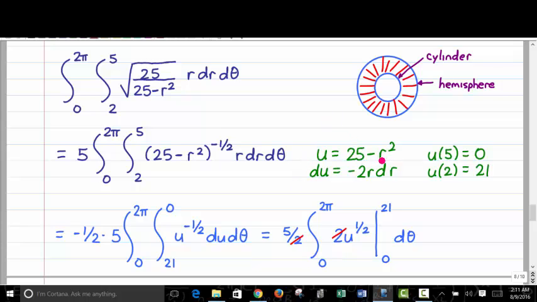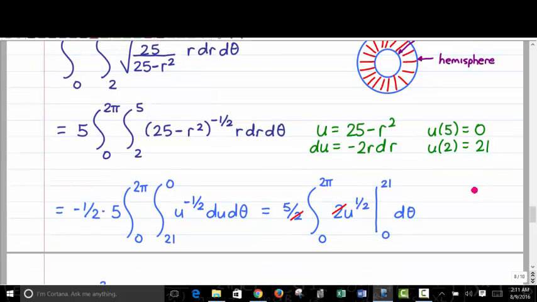So we have u is 25 minus r squared, du is negative 2r dr. You put in 0, 25 minus, put in 5. 25 minus 5 squared would be 0. Put in 2, 25 minus 4 would be 21. So we're going from, so the negative 1/2, which I didn't show right there, but I think you should know that from Cal 1, makes it a negative 1/2. There's the 5, it's still there. Still 0 to 2 pi here.